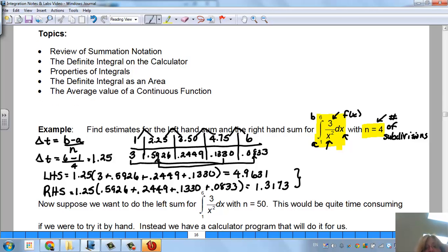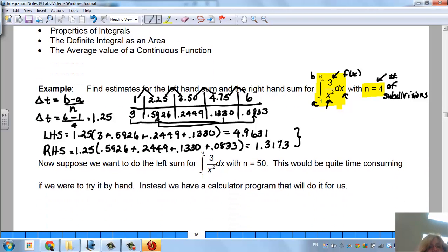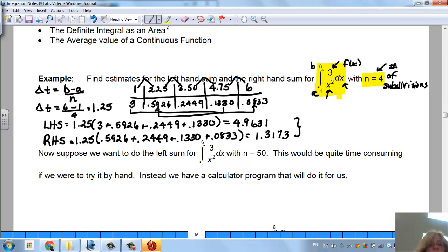Now that's with 4 subdivisions. Now let's look at it. Suppose we want to do the left sum for this, but we want to use n to be 50. Wow, n is 50. That means I have 50 subdivisions. Can you imagine? I would have this really long table.